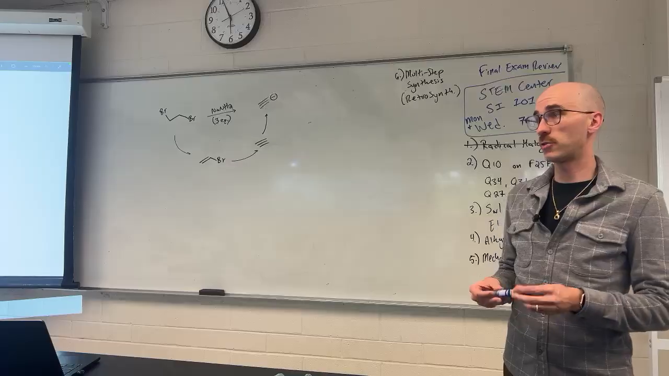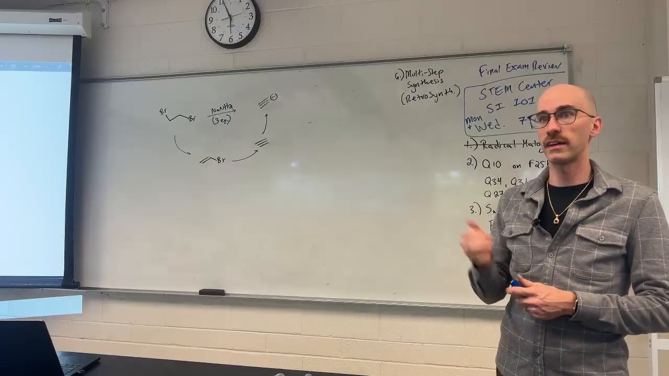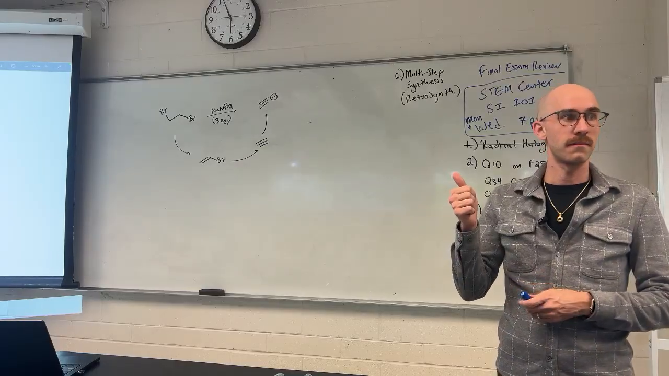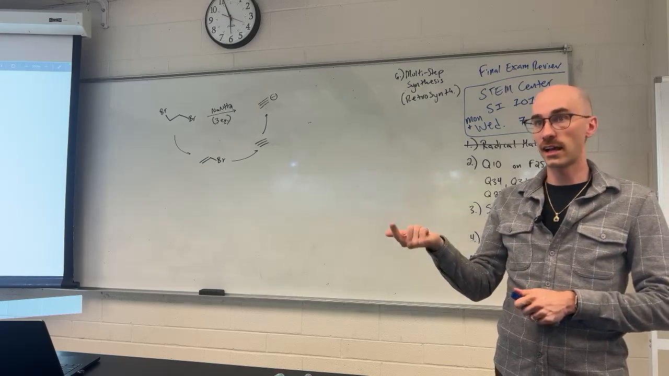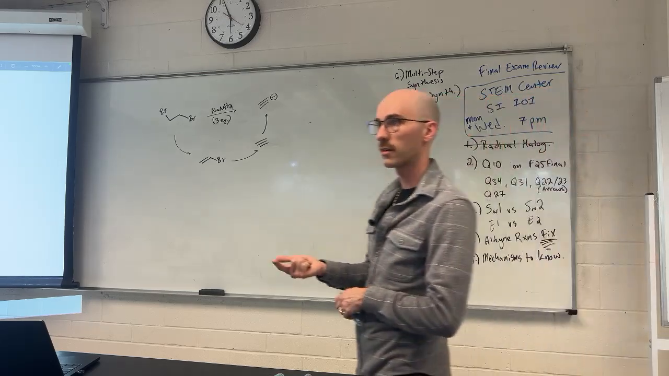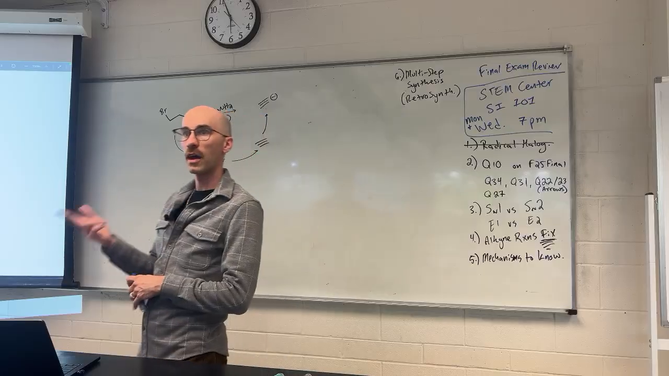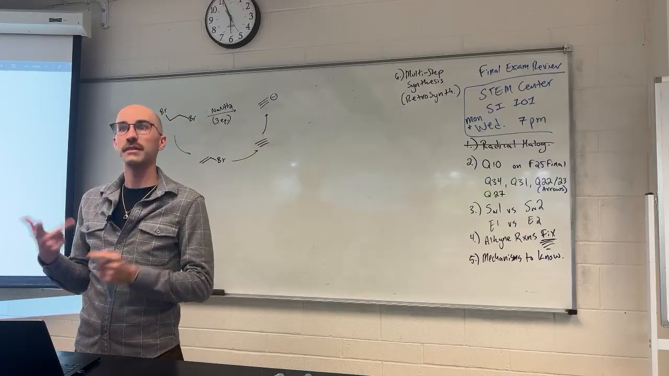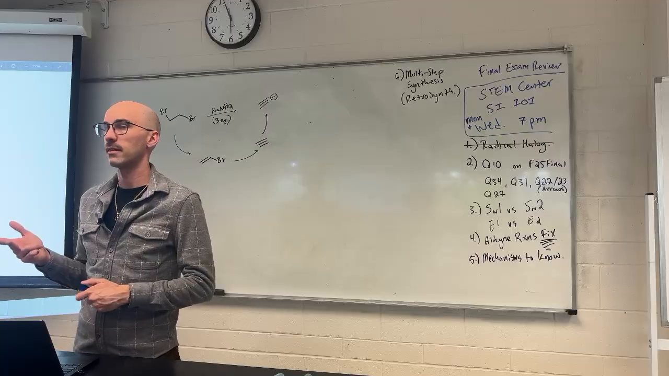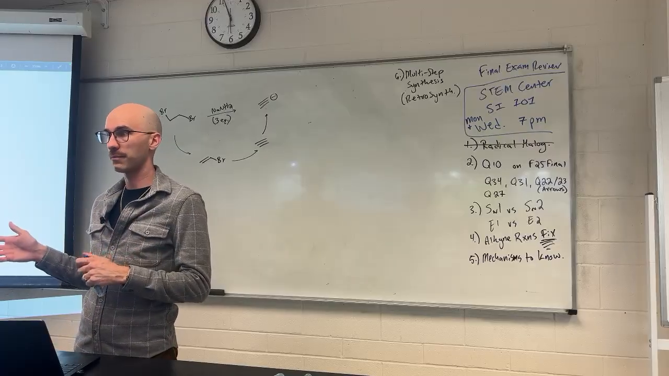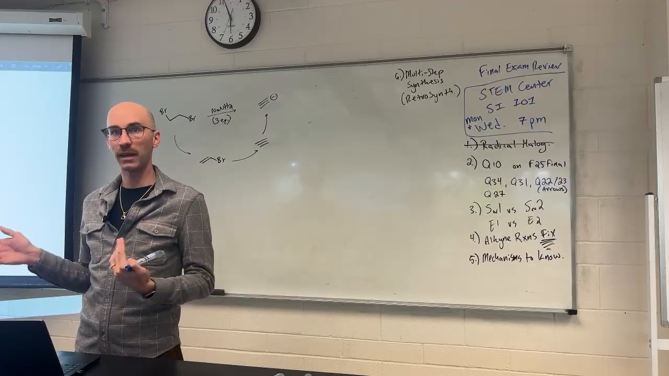Our rules for IUPAC nomenclature: find the longest parent chain, the longest carbon chain that contains the highest priority functional group. Number it in such a way that the highest priority functional group gets its lowest locant. Organize the name with everything listed alphabetically.